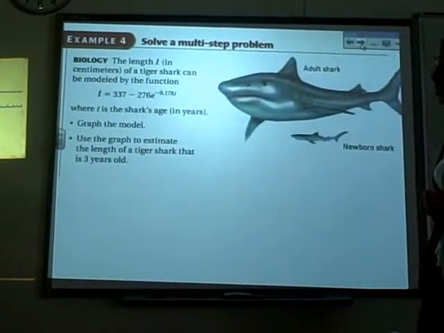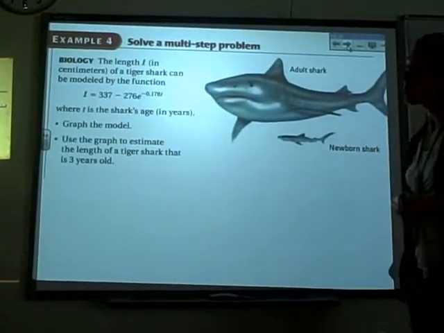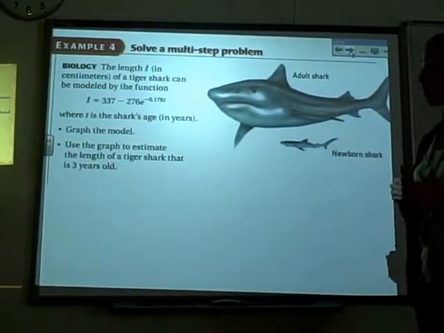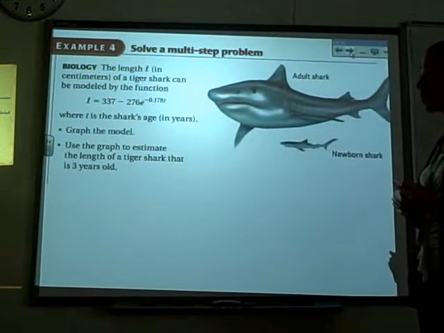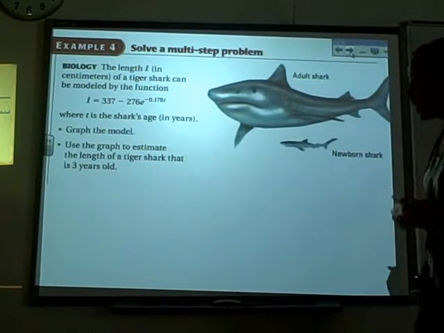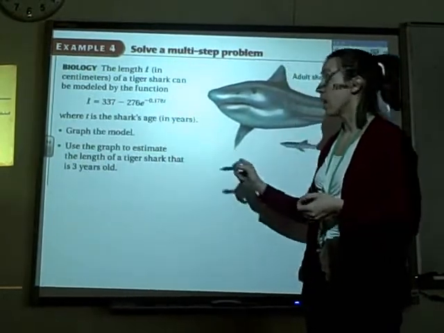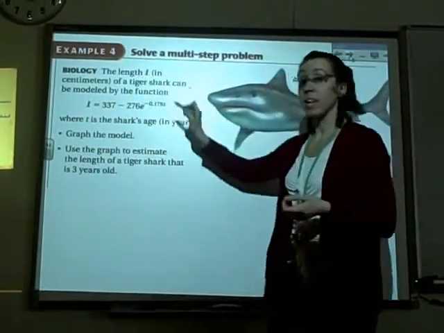Okay, so now we want to use it for an application type problem. Here we have the length of a shark modeled by that function up there, L equals 330. It tells you T is the shark's age in years and L is the length.